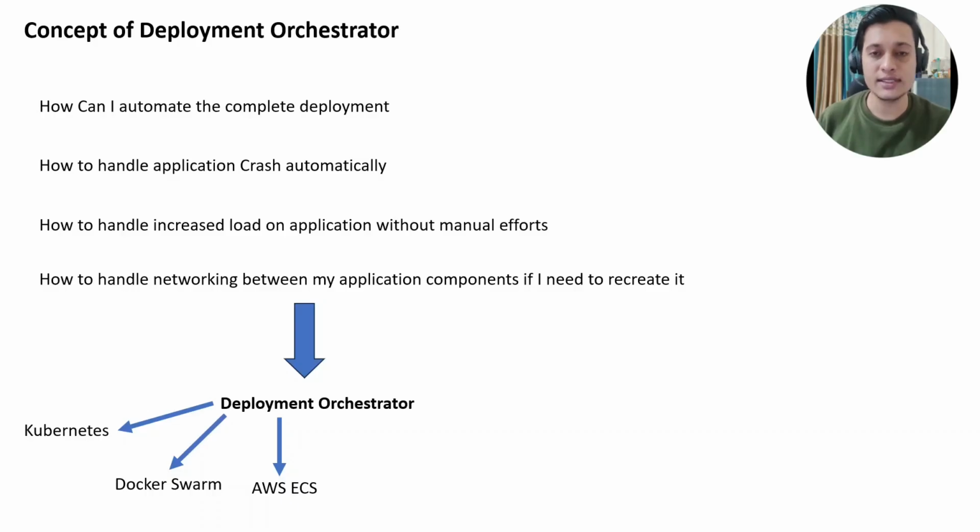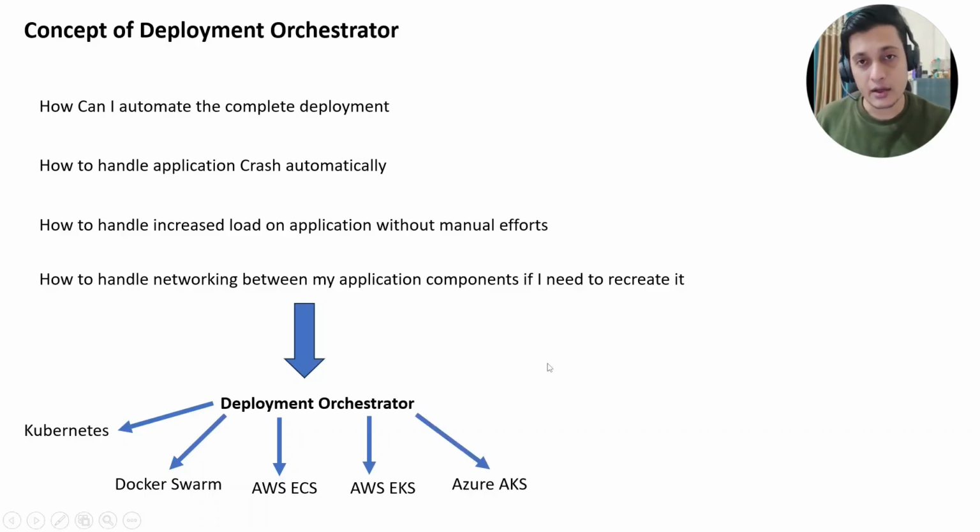Like this AWS ECS. This AWS ECS is just an orchestrator to manage the Docker containers inside the AWS platform. Same like this, we have AWS EKS. It is the platform provided by Amazon Web Services to handle the Kubernetes deployment orchestrator. Also Azure is providing AKS, again for Kubernetes, and then there is Google GKE. This Google GKE is also for Kubernetes.